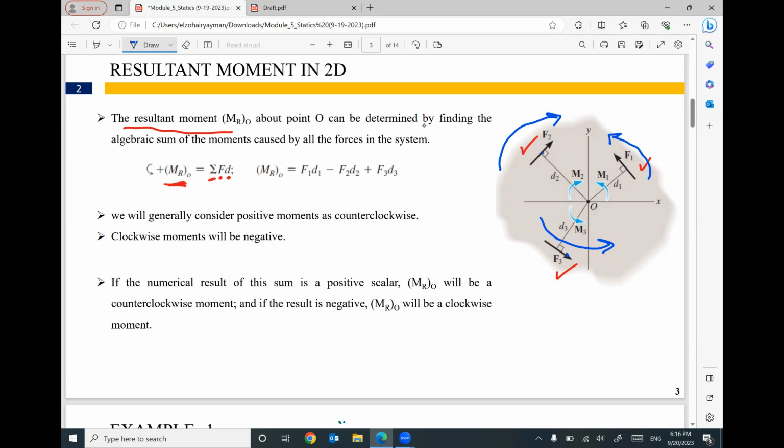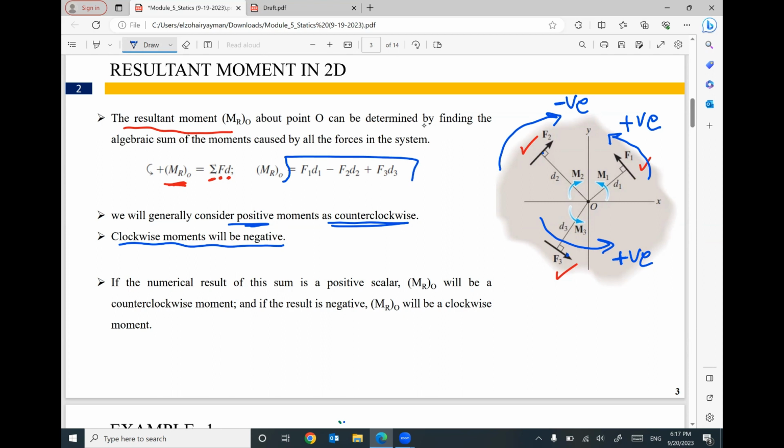So we can assume the counterclockwise is my positive. It's up to you. Counterclockwise means this direction is positive. That means the clockwise rotation will be negative. Does that make sense? So if you assumed, you can change this assumption, that's fine. If you assume the counterclockwise rotation is positive, that means the clockwise moment will be negative.